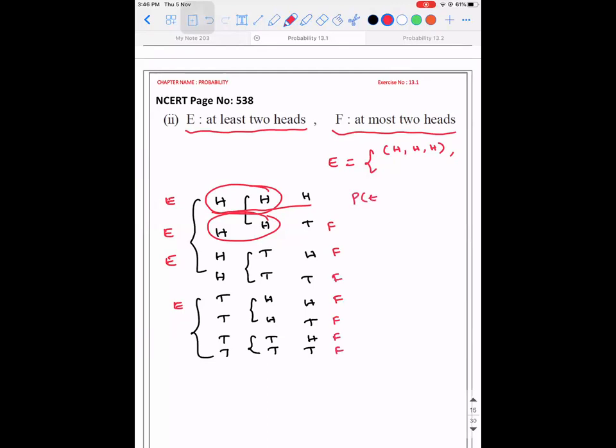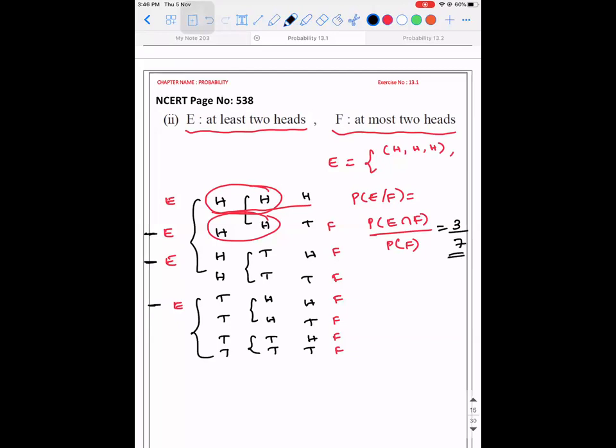So what is the probability of E given F? It will be probability of E intersection F divided by probability of F. From here itself, you can find it now. What are the intersections? 3 intersecting divided by 7. So it is 3 out of 7.